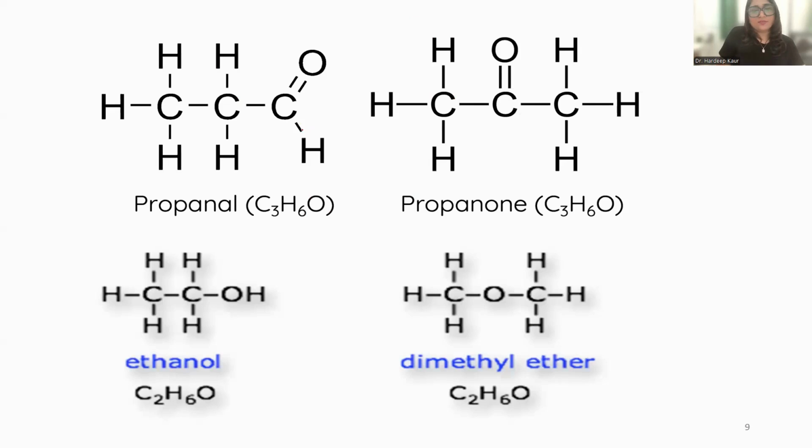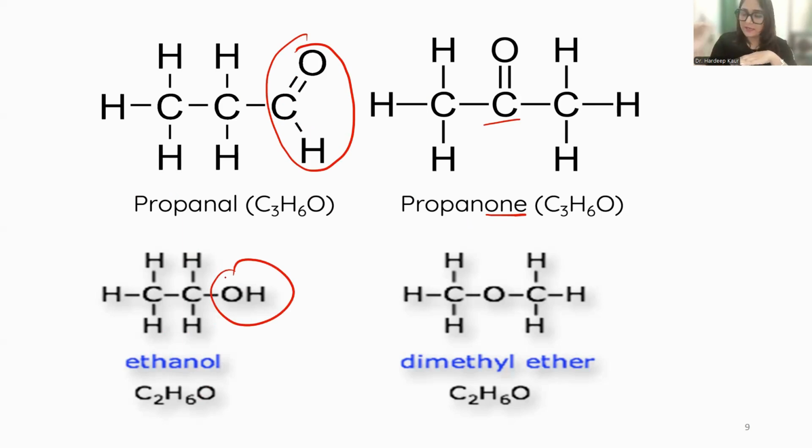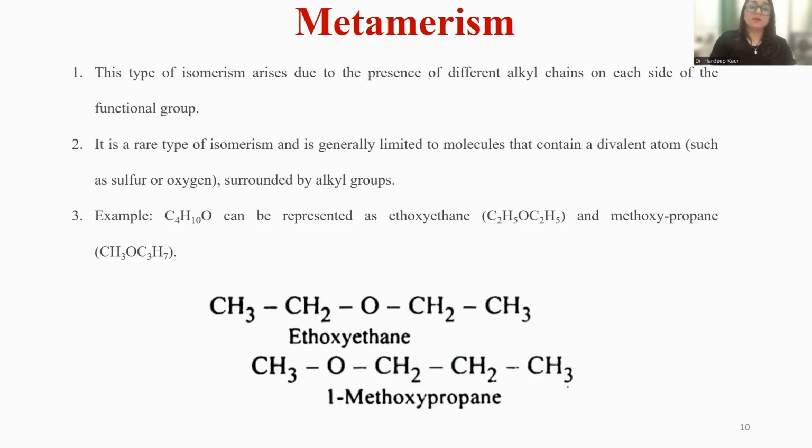One example you can say is propanal. This is the aldehyde group. But when this C double bond O group is here, now it becomes propanone, that is the ketone group. Similarly, when this OH group is attached at the end, then it is ethanol. And when this O is in the middle, then it is dimethyl ether. But the chemical formula is the same in both. So this is functional group isomerism.